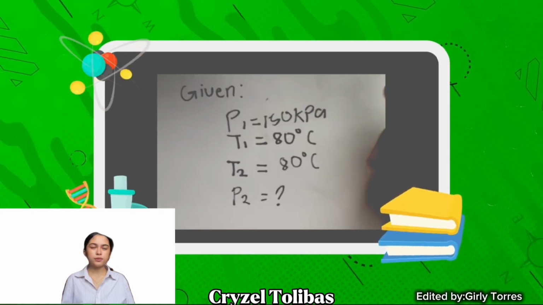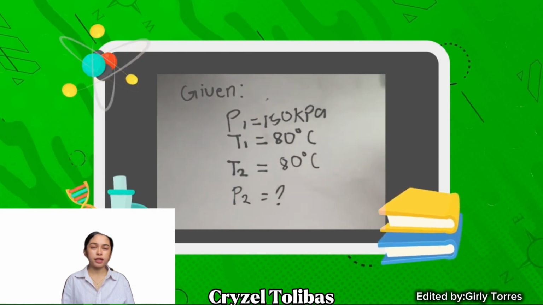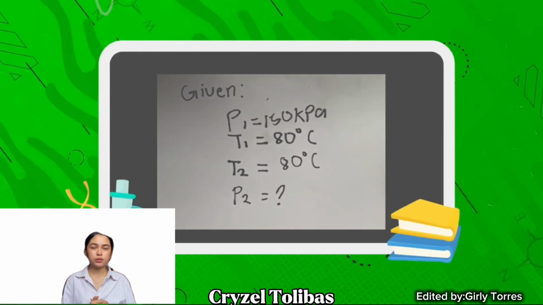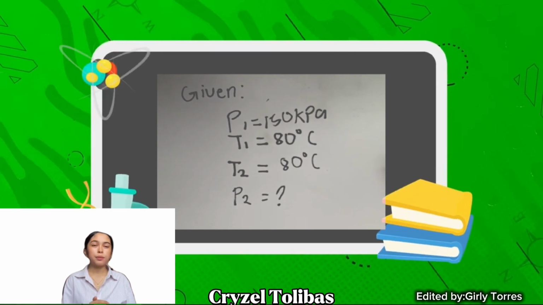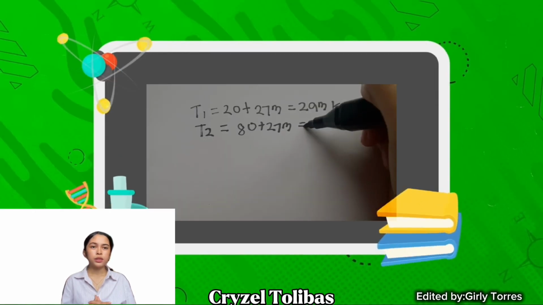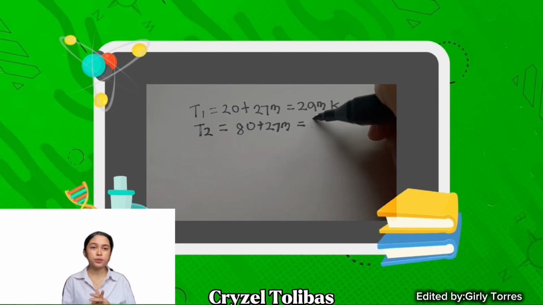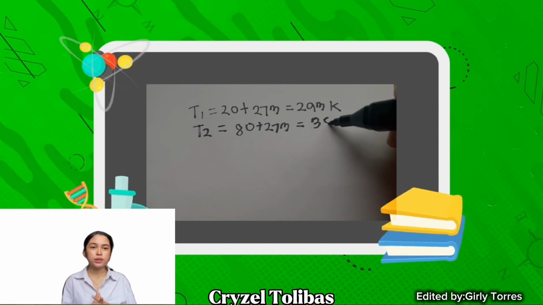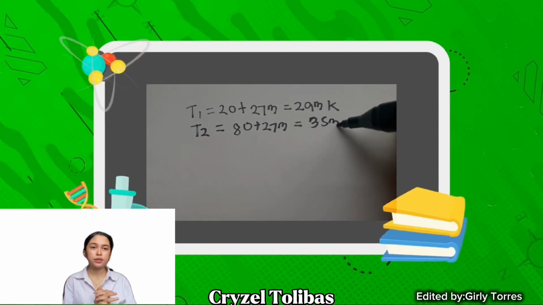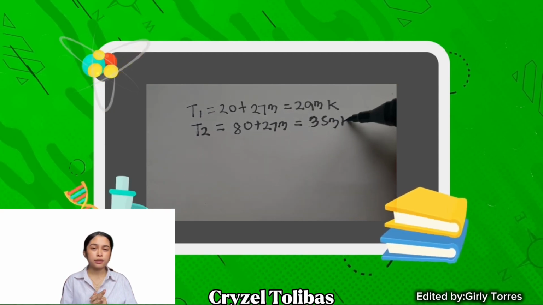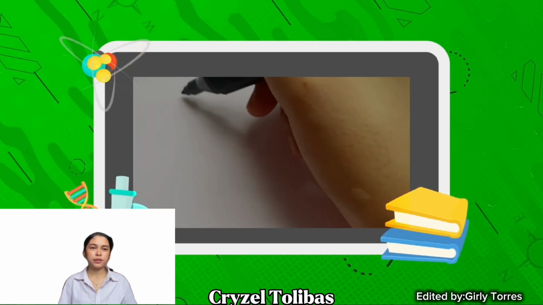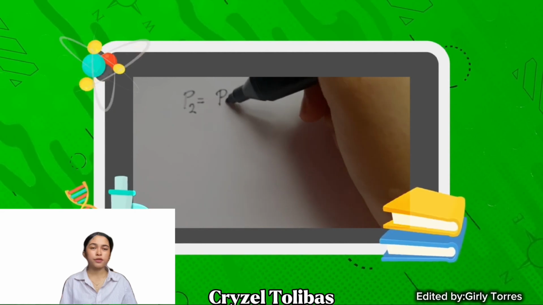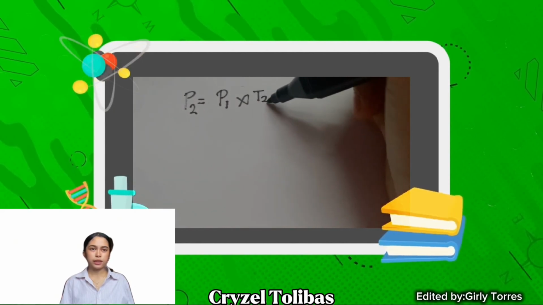Okay, here are the givens: P1 is equal to 150 kPa, T1 is equal to 20 Celsius, and T2 is equal to 80 Celsius, and what will be P2? So T1 is equal to 20 plus 273, which is 293, and T2 is equal to 80 plus 273, which is 353. Next, we solve for P2, which is P2 equals P1 times T2 over T1. Let's substitute and compute.